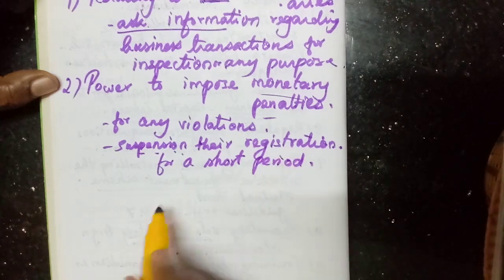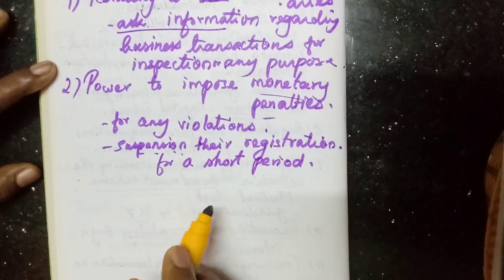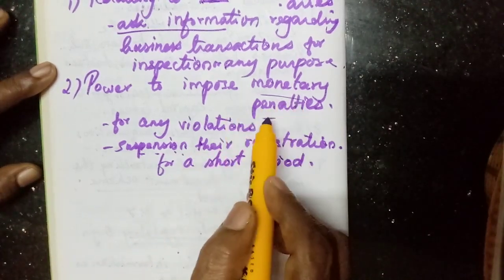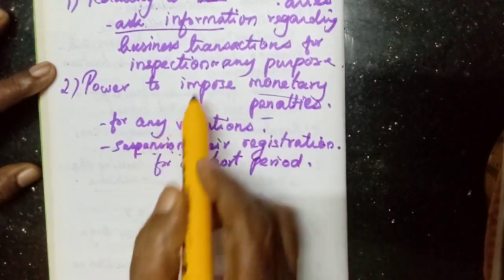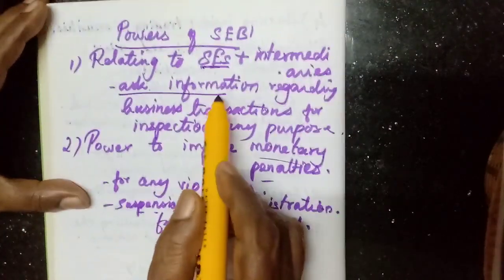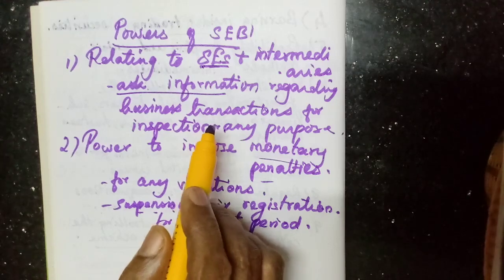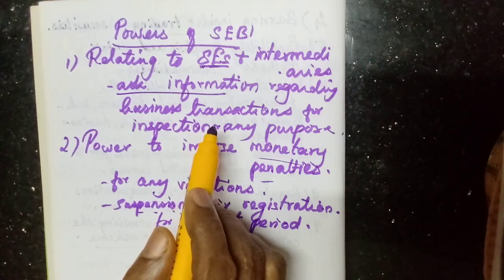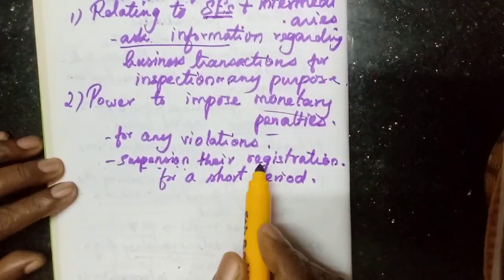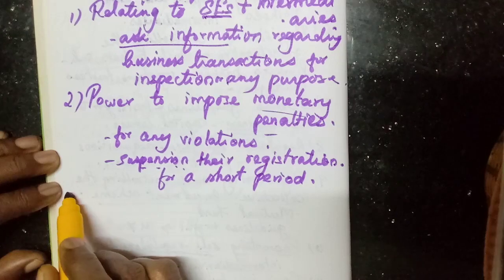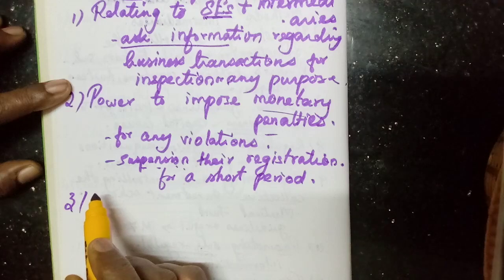Okay? SEBI is empowered to impose monetary penalties. SEBI has the power to impose monetary penalties on capital markets or stock exchanges and intermediaries for any violation of the law. Okay, then it can even impose suspension of their registration for a short period. Understood?